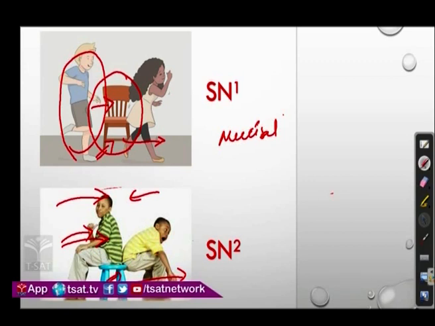Okay, so these are the two conditions. In the first condition, it is going to understand very simply that the chair, or the position where they want to sit, is occupied. In the second, there is a competition, a mutual forceful pushing, so that whoever is strong will replace. So this is the perfect example for the SN1 and this is the perfect example for the SN2.